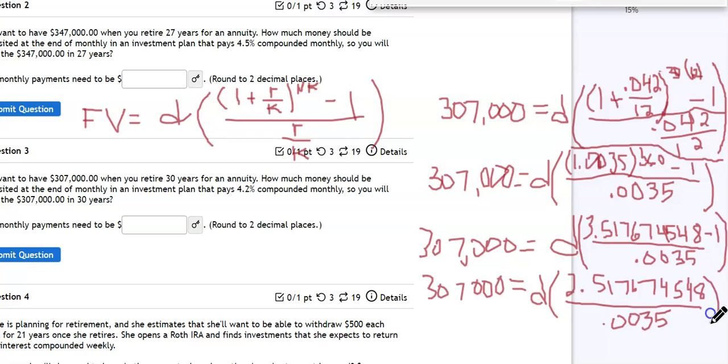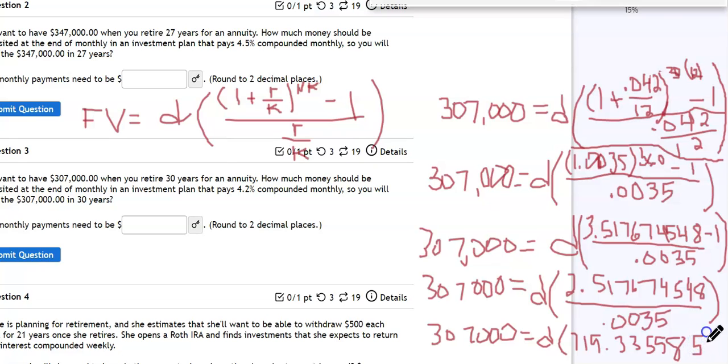And then let's finish this division. So we'll have 307,000, and I'll go ahead and put this into my calculator. And I get 719.3355852. Again, keeping all my decimal places for now.